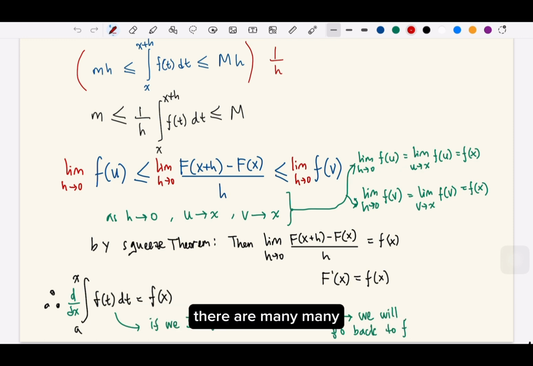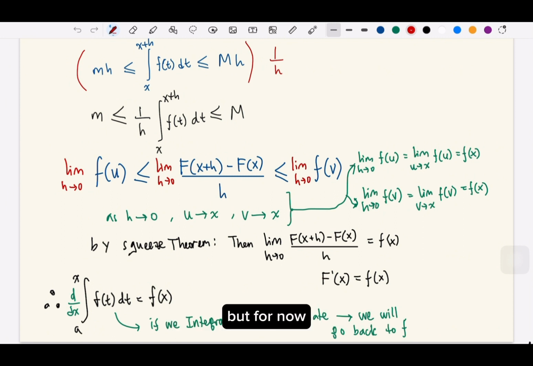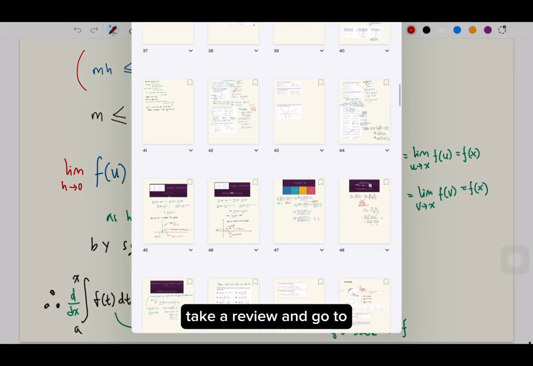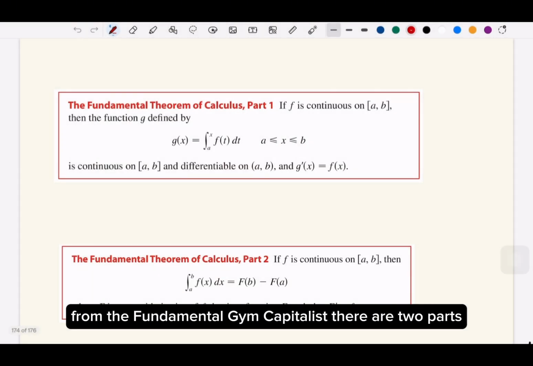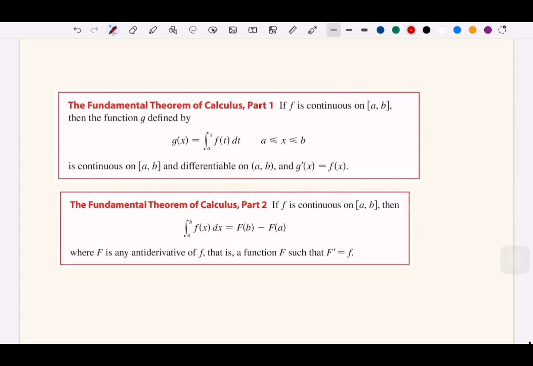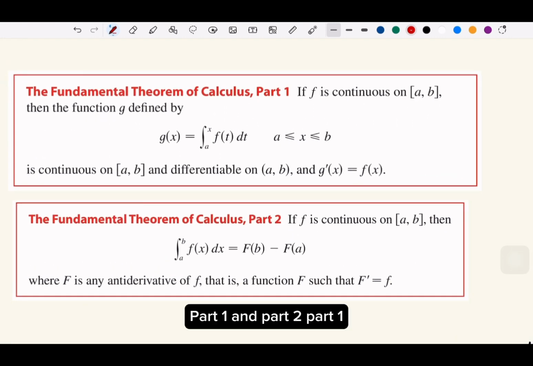There are many techniques for the integrations that they already have in one separate chapter in your textbook. So all the techniques of integrations, okay? And we are going to see them later. But for now, let me just review and go to the conclusion from the fundamental theorem of calculus. There are two parts of the fundamental theorem of calculus: Part 1 and Part 2.